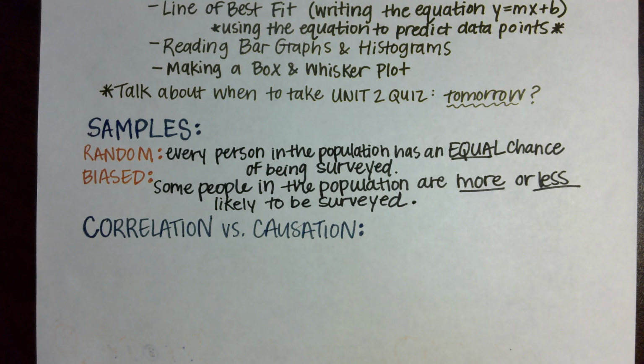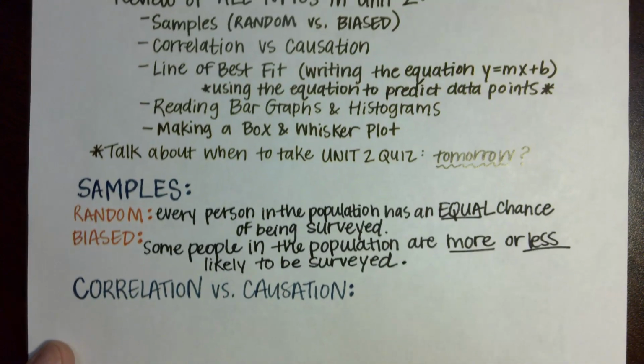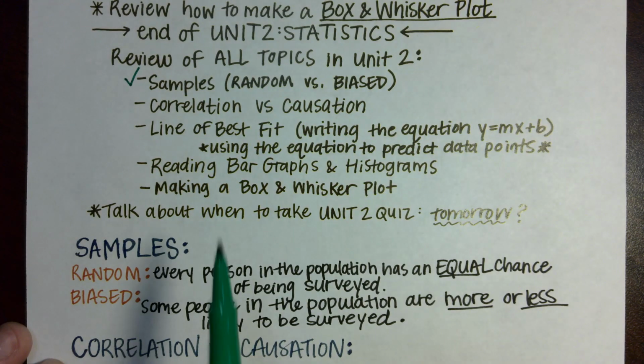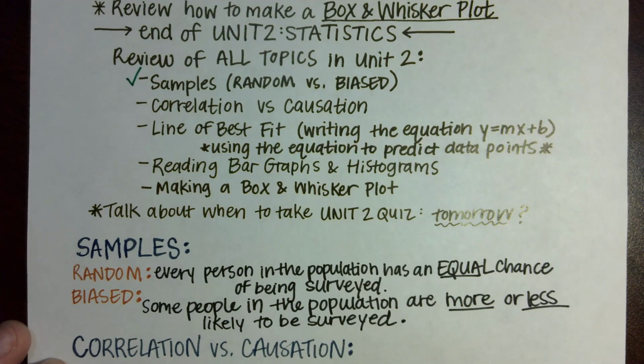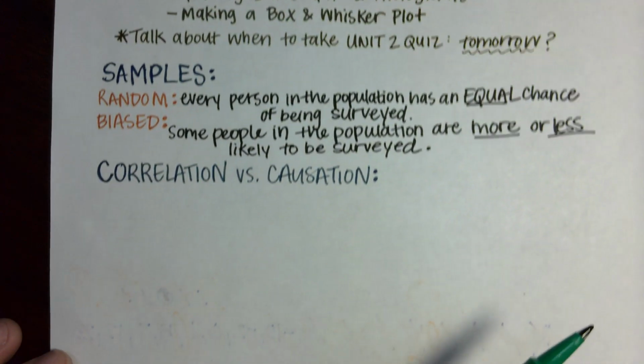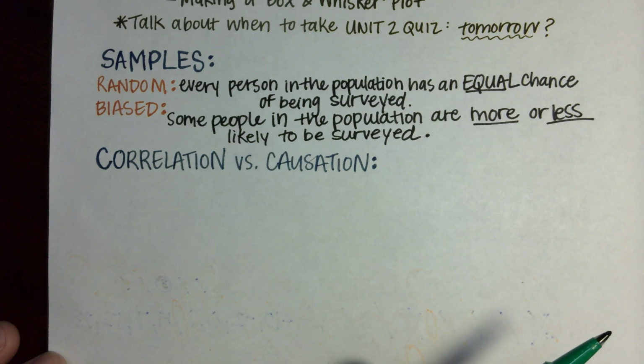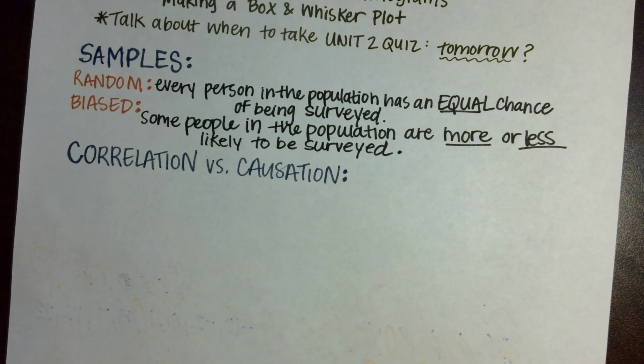How do we feel about samples, guys? Any lingering questions about the bias versus random? Or we feel okay about it? I'm good. Okay, let's check that off of our list. We went over samples. Next, let's go over correlation versus causation. This is probably our trickiest topic. Okay, so first of all, do we remember what either of these mean?